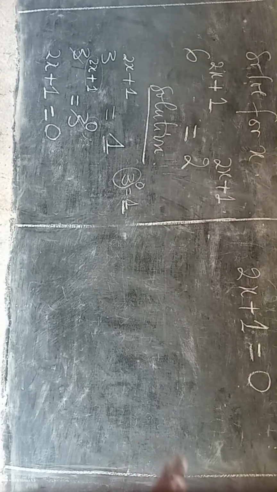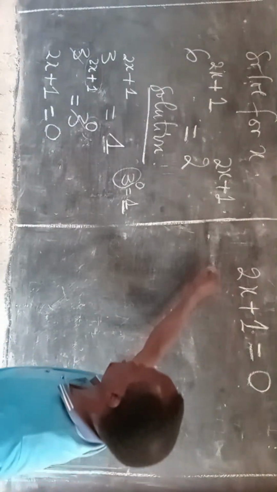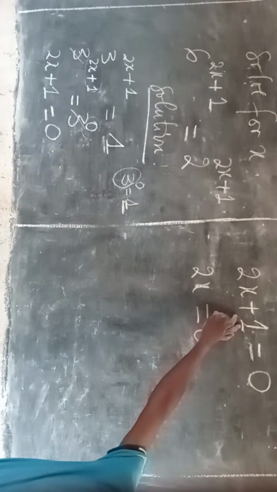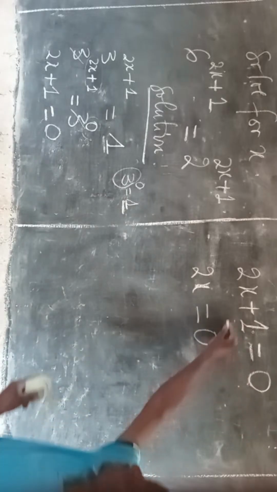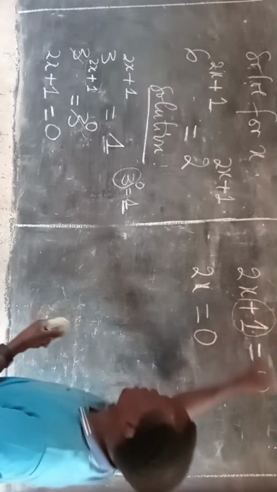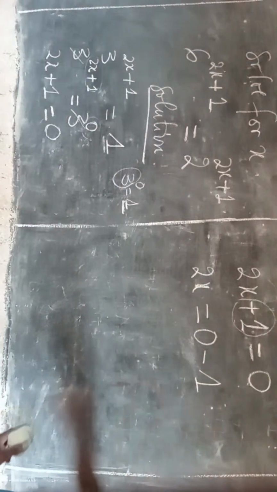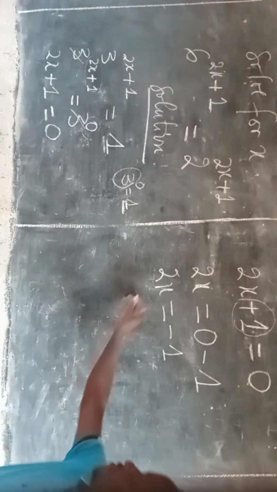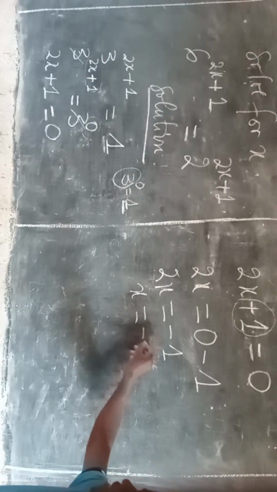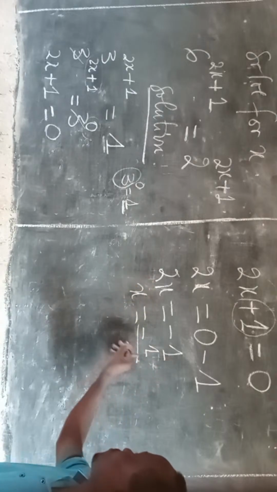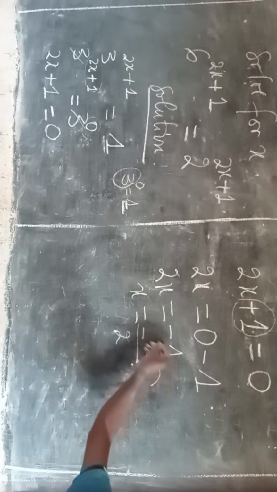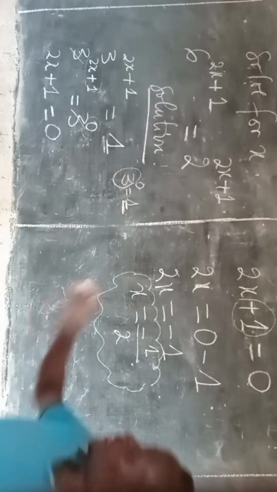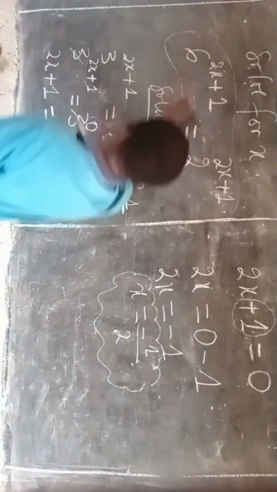So now let us finalize our question. It is 2x, which is equal to, we have 0 here, plus 1 comes from the first member to the second member. This number with its sign will be changed into minus 1. Now 2x will be minus 1. The value of x will be minus 1 over this coefficient of x. So this is the final solution for this exponential equation.